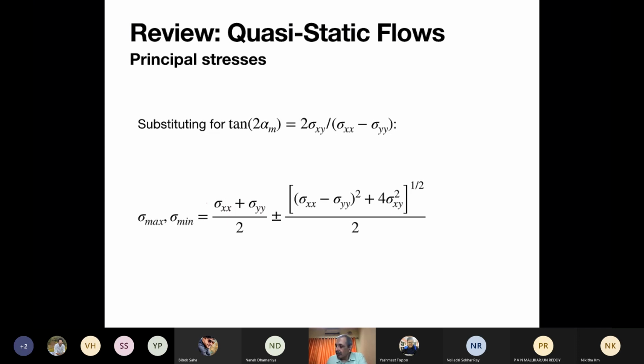These 3 are known quantities, and here you have plus and minus. So when it is plus, you'll have sigma max, when it's minus, you'll have sigma min. Okay, so this is the thing that we had done, and I think we stopped at this point. Is that right?